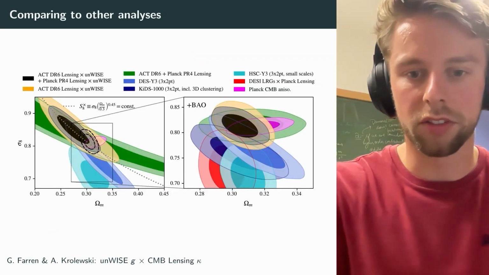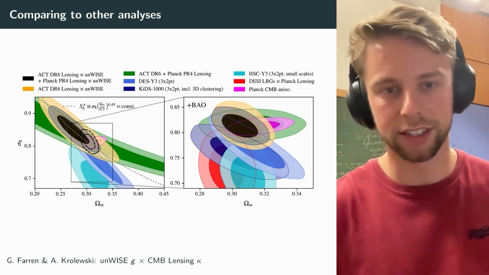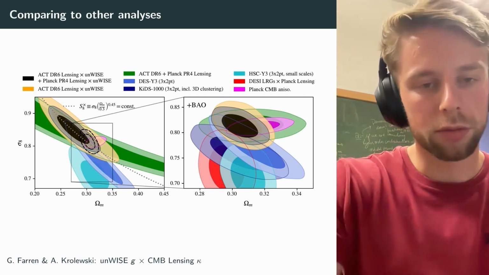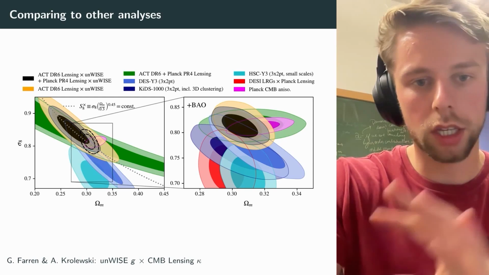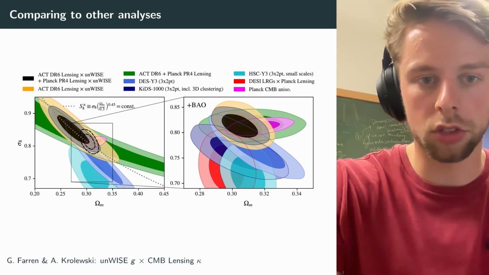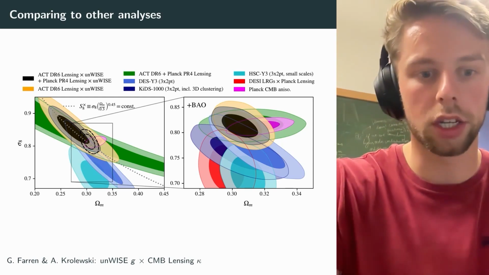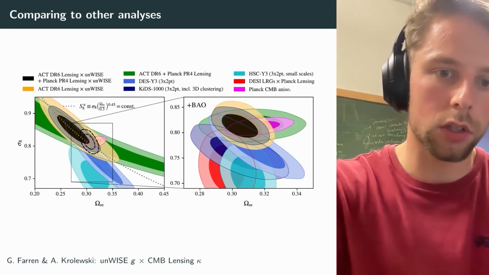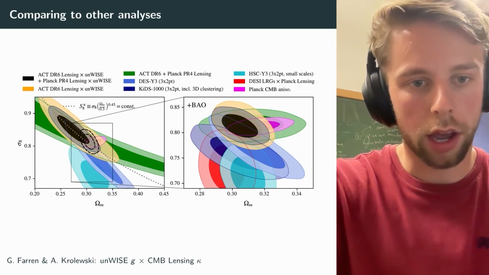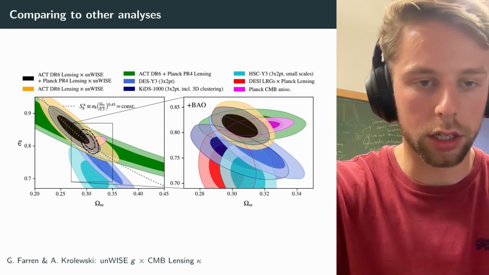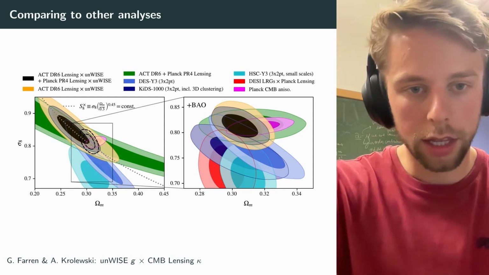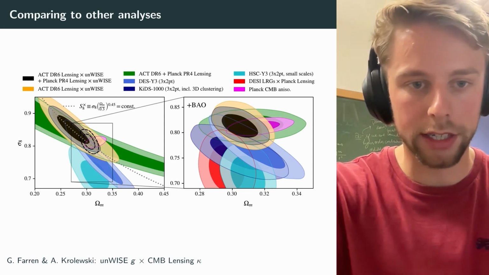Here we compare with a variety of other data sets, and I recognize this plot is somewhat busy. But if we just look at the left-hand side for the moment, so here we've not added any external data to our analysis or to actually any of the Galaxy weak lensing surveys. So what you see here is our results again in yellow and in black. Then the primary CMB in this magenta contour.